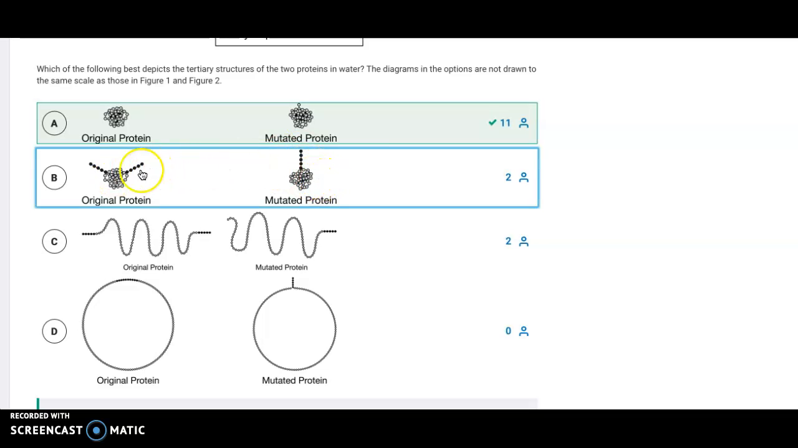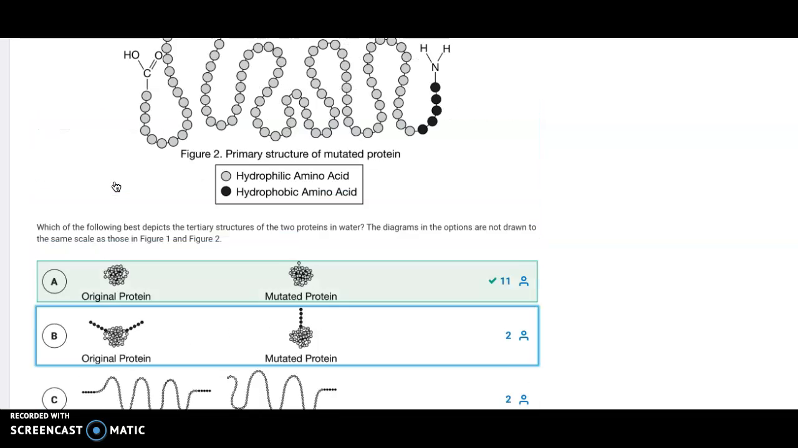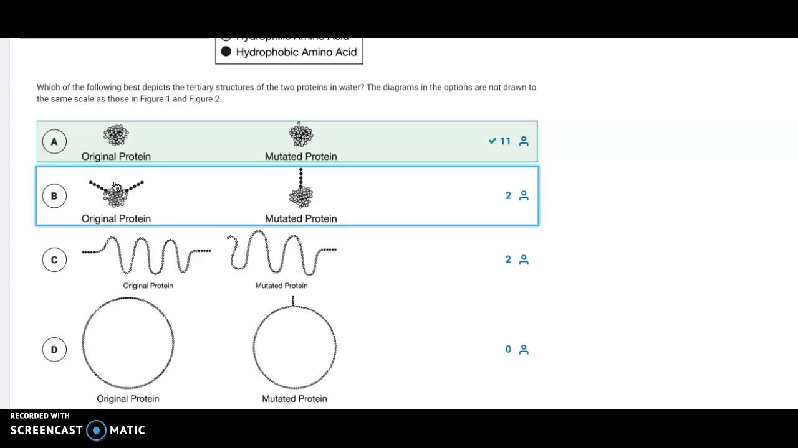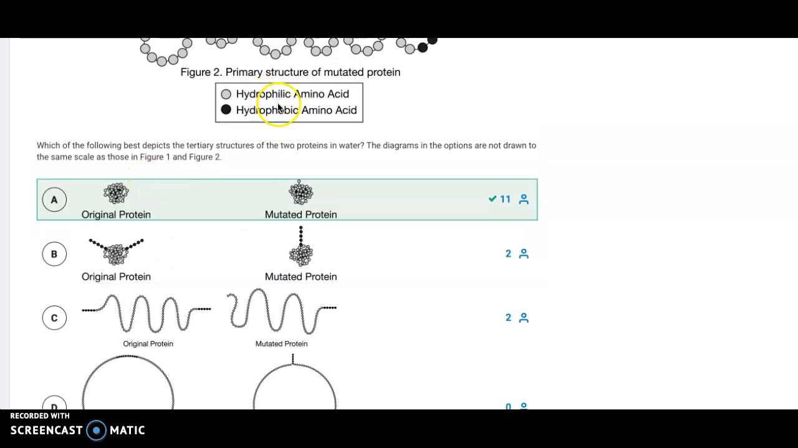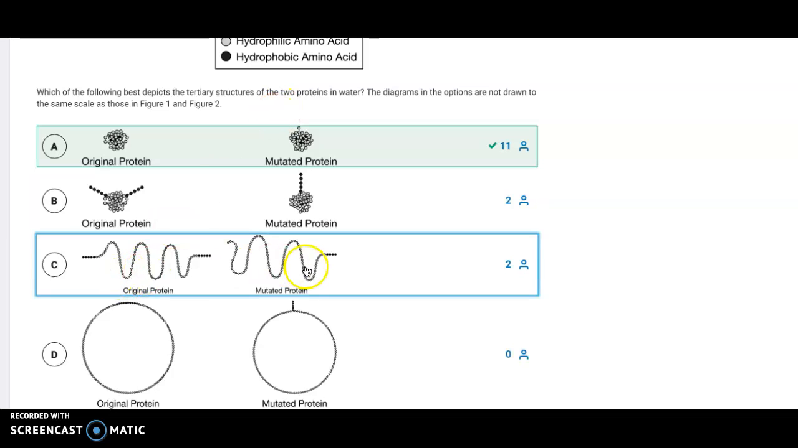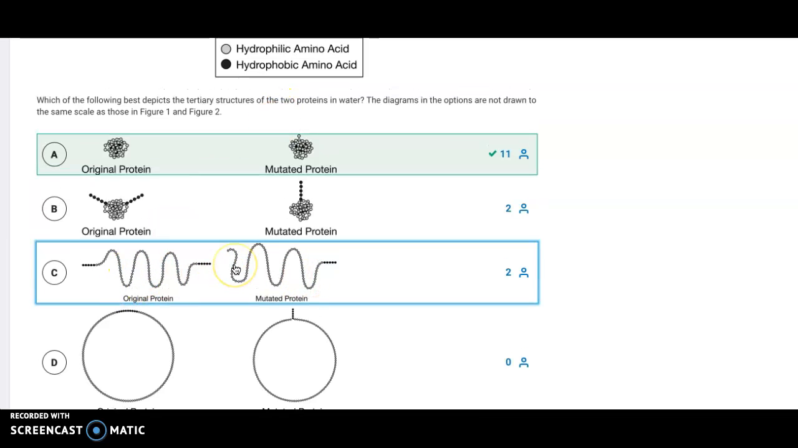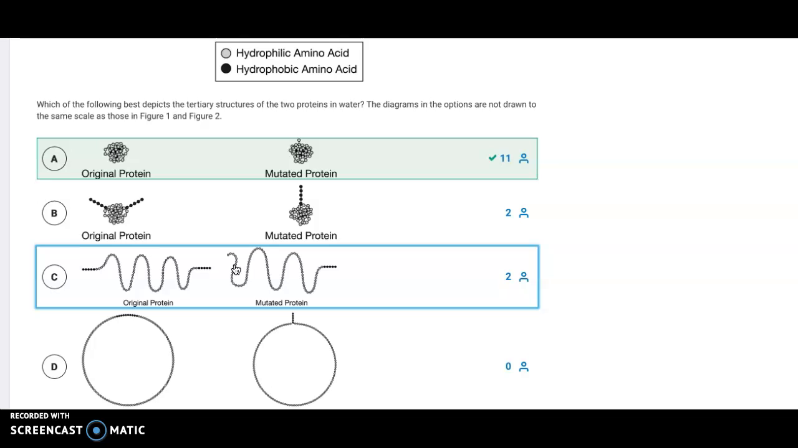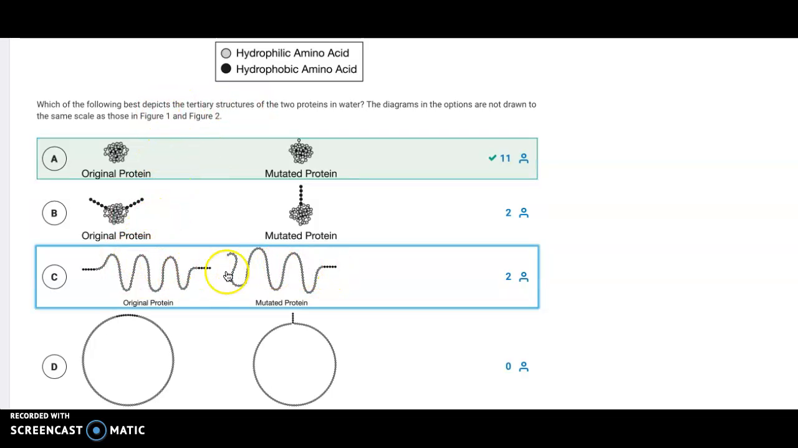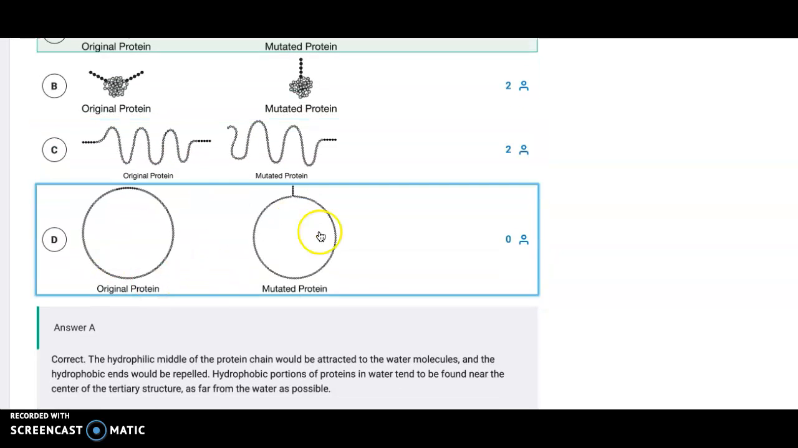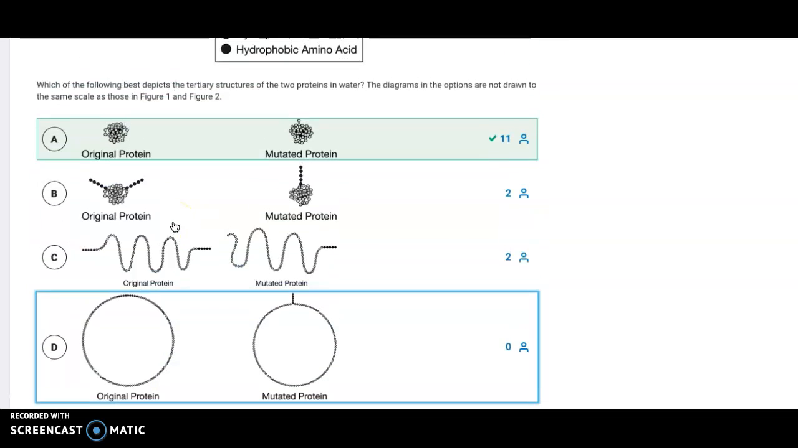Now, I think this is testing the idea that you understand hydrophobic and hydrophilic. So if you got B wrong, you probably thought these would be sticking out, but then you were mixing up hydrophobic and hydrophilic. This is asking for the tertiary structure. This isn't a tertiary structure. This is a primary, or maybe a secondary structure with the folded sheets. And this just doesn't have anything to do with a protein.